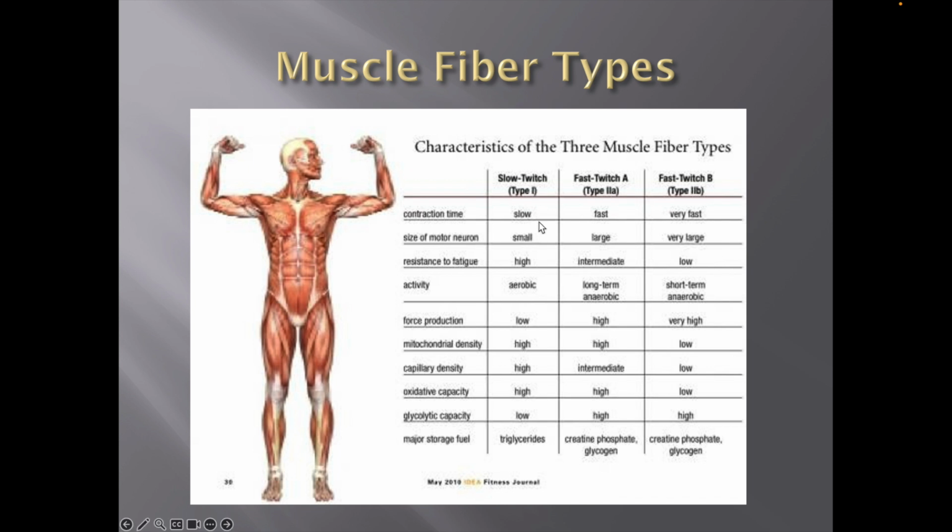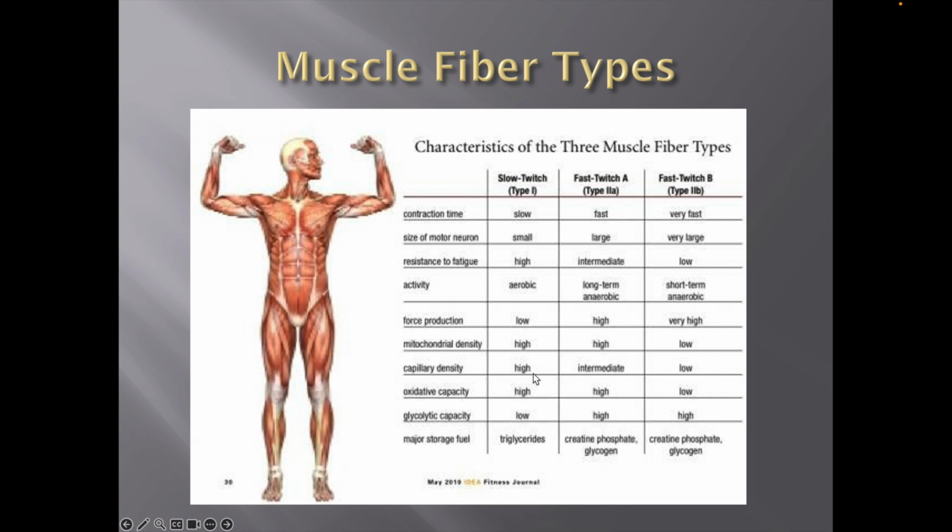Force production, type 1 produces the lowest amounts of force, versus type 2B is going to produce the highest amounts of force. Mitochondrial density, or how much mitochondria are in these muscle fibers. Lots in type 1 versus very few in type 2B. And this kind of goes along with being resistant to fatigue. So with more mitochondria, the type 1 muscle fibers are very resistant to fatigue, versus low amounts of mitochondria means that type 2B muscle fibers are going to fatigue very quickly.